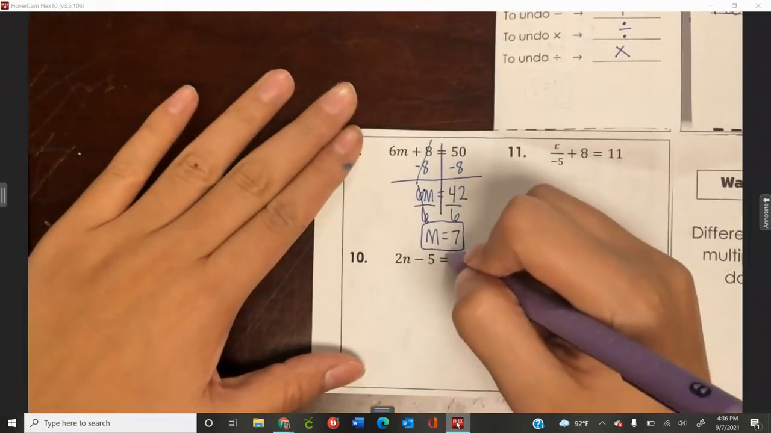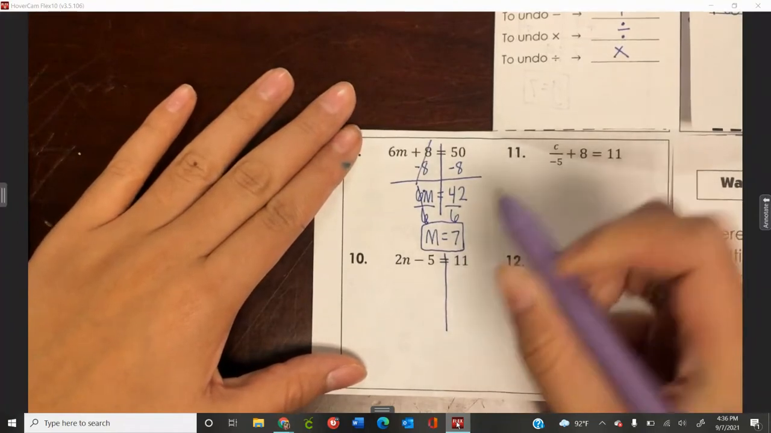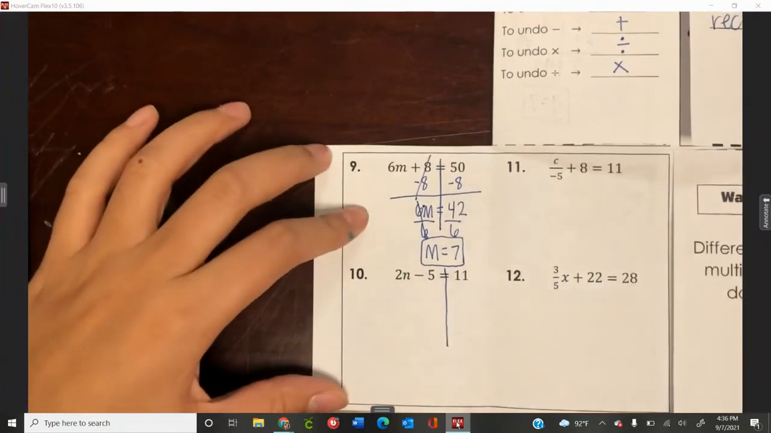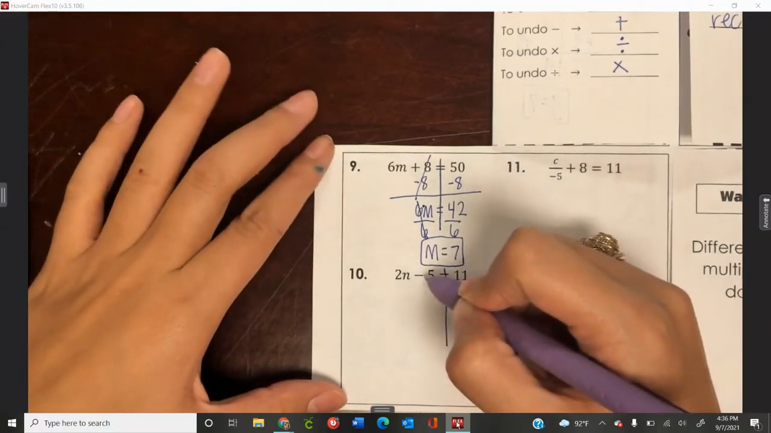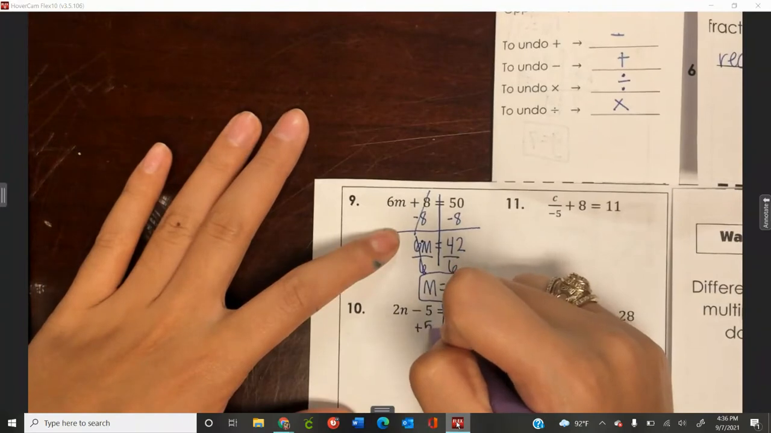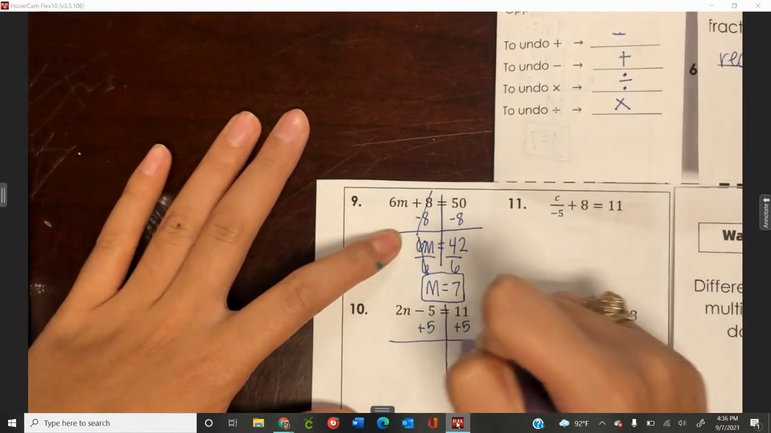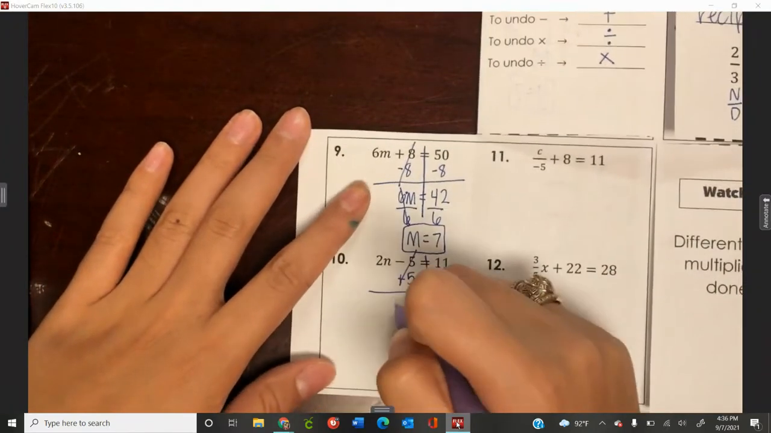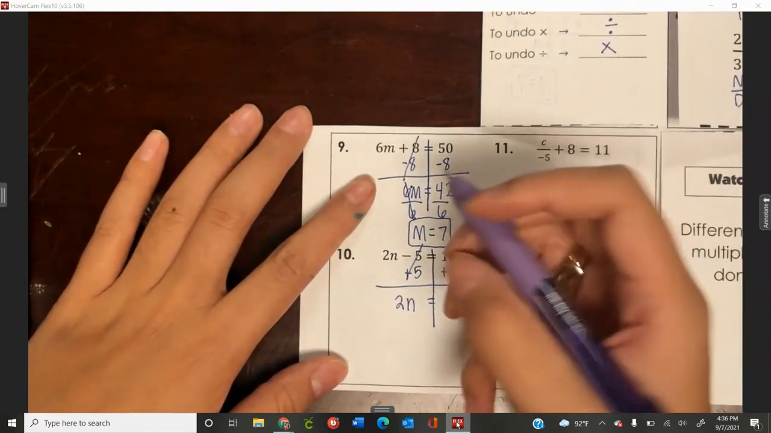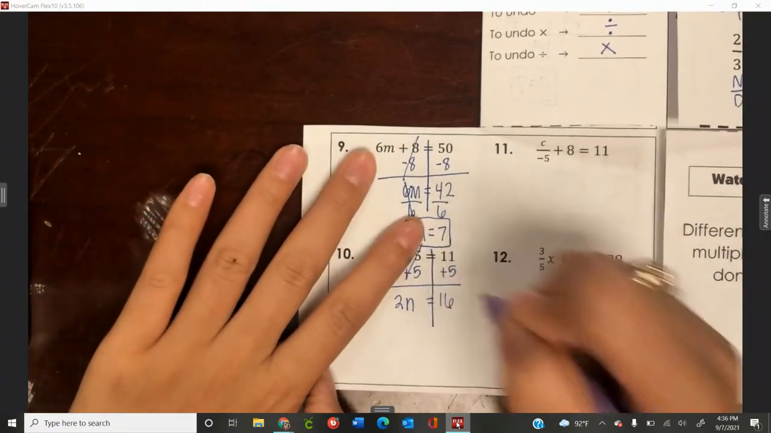Okay, then we have number 10. Again, draw a line through your equal sign. Our first step is to either add or subtract our constant. Right now my constant is being subtracted, so we want to do the opposite, and we will add 5 to both. Here this cancels out. I'm left with 2n equals 11 plus 5, which is 16.